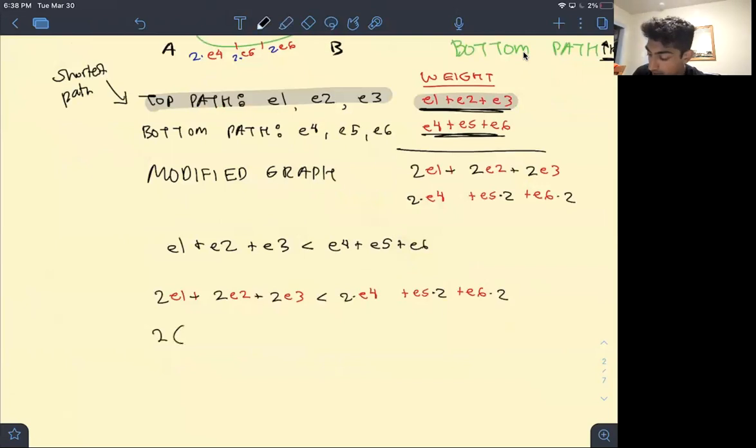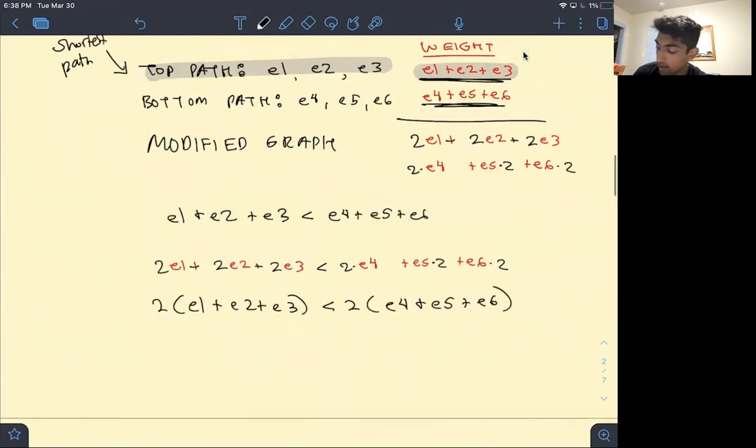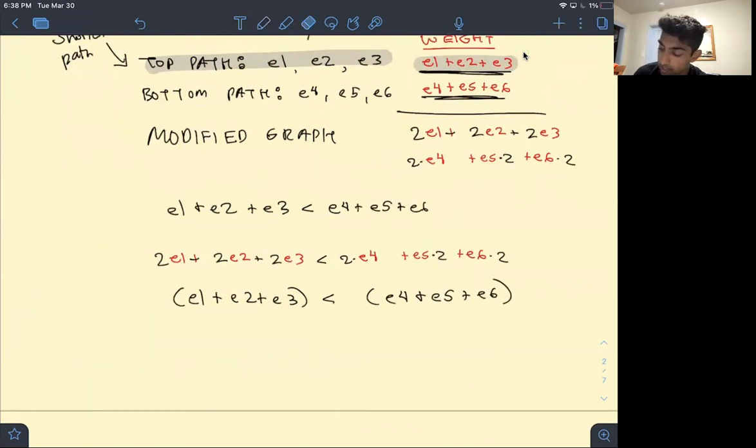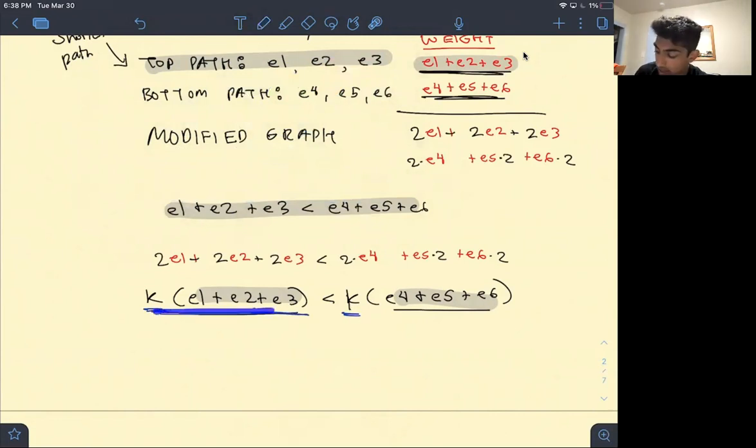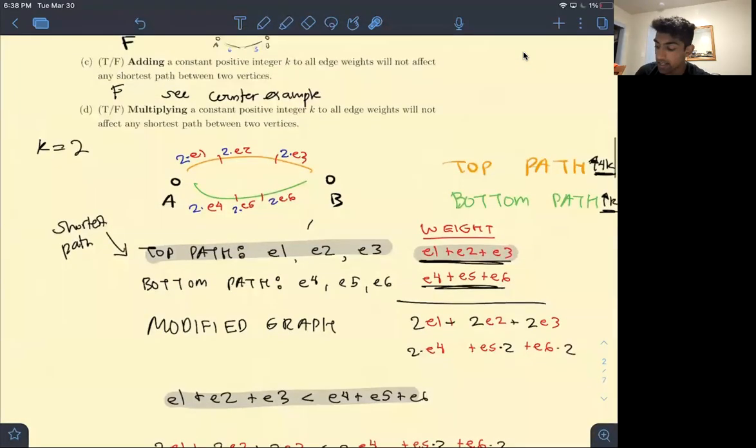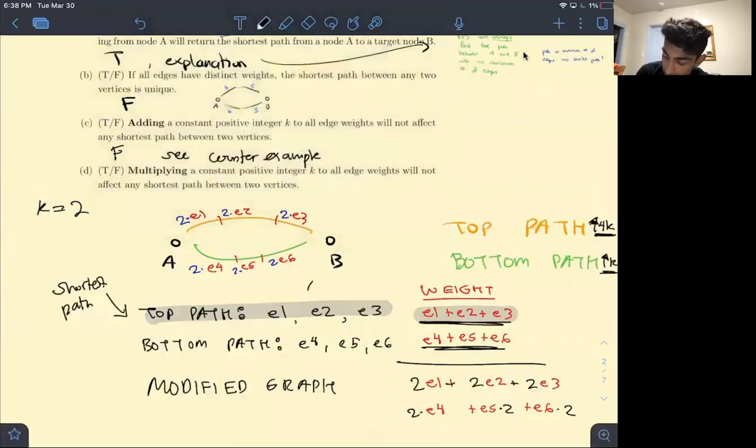The reason it holds is that we can factor out the 2, and let's replace this with k to be even more generic. Since this is less than that, and since k is positive, we know that the left-hand side must be less than the right-hand side. And finally, we can say that this is indeed true. My explanation is given below.